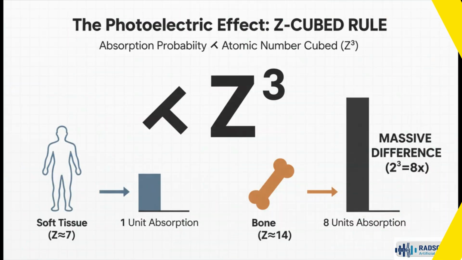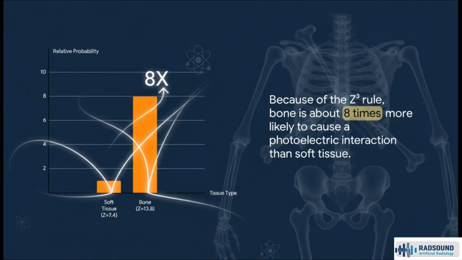So what's our hero's superpower? What makes the photoelectric effect so good at creating contrast? It all comes down to one absolutely critical relationship. The chance of it happening is proportional to the atomic number of the tissue. We call that Z cubed. And no, that's not Z times 3, that's Z times Z times Z. This exponential power is the secret sauce. It means that even a small difference in atomic number between 2 tissues results in a huge difference in how many X-rays they absorb. And check this out.